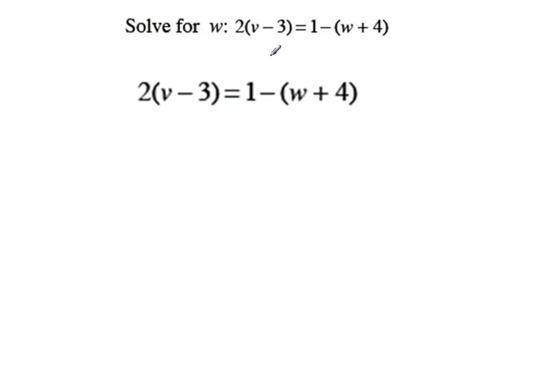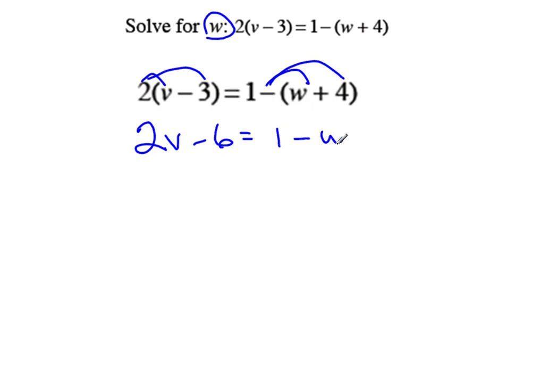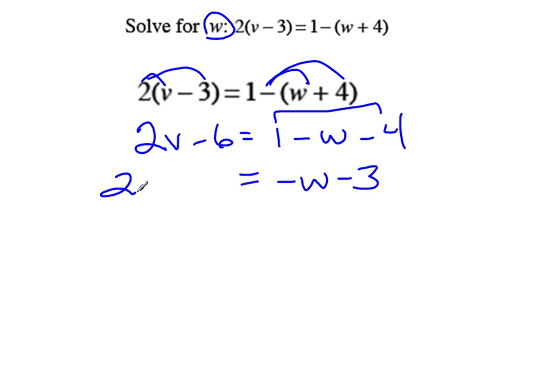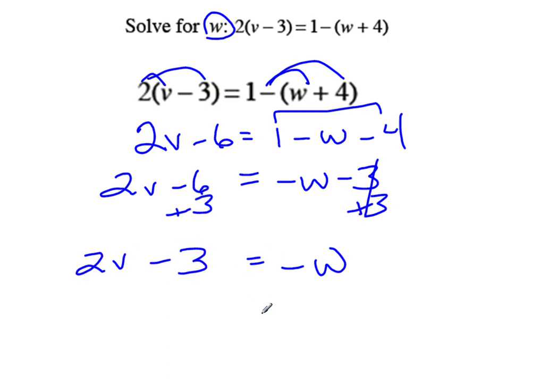And the last one, I think, we're solving for W. So let's distribute. You okay over there? 2V minus 6, 1 minus W minus 4. And we're going to get W by itself, so let's just get rid of everything around it. So let's get rid of the 4 and get rid of the 1. I'm just going to put them together to start with, so I only have to get rid of one number. So I have like the opposite of W minus 3 here. And then I'm going to add 3 to both sides. So on the right side I have the opposite of W equals 2V minus 3.